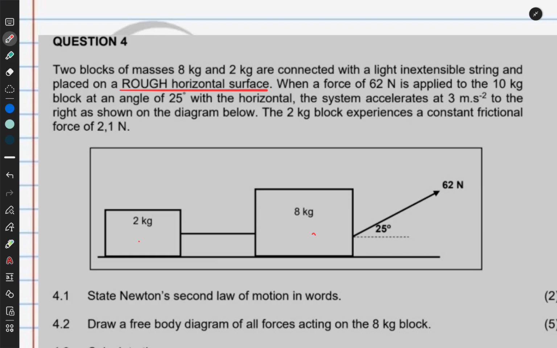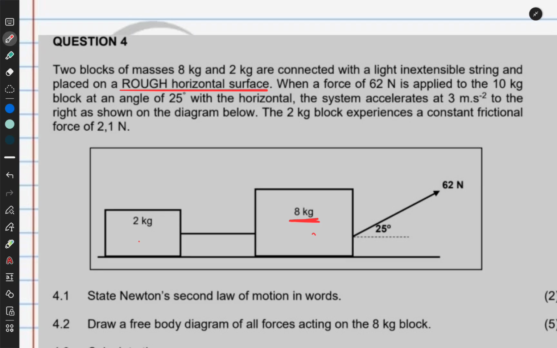I'm not sure why these papers have typos, because this is saying 10, but we have 8 kilograms here. Nonetheless, it's fine. We'll use 8 kilograms because initially it was 8 anyway. So we'll stick to 8 for when we're solving.